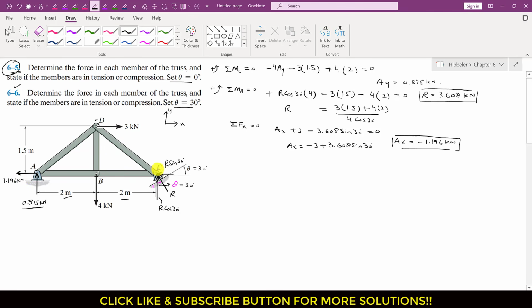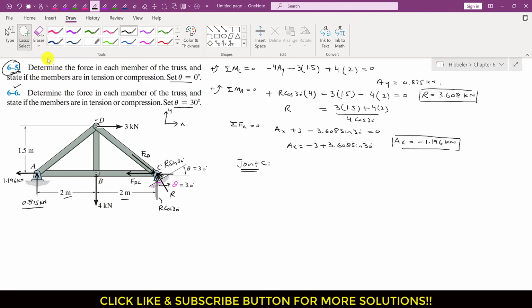Now we will start with joint C. Let's say that we want to analyze joint C for equilibrium. The whole truss is in equilibrium, so each particular joint is also in equilibrium. Let's say the force in the CD member is acting towards joint C. Let's assume that it is a compressive force. And let's assume that the FBC force is acting away from joint C. So this is the FCD force and this is the FBC force.